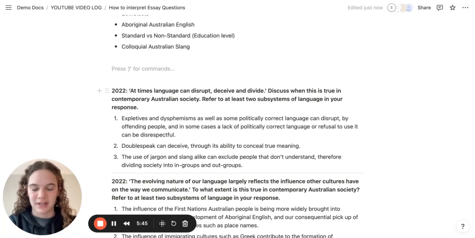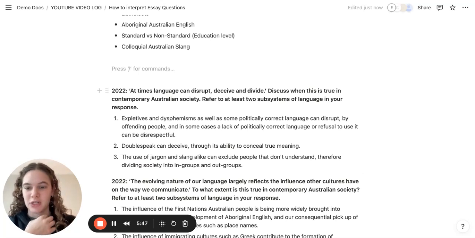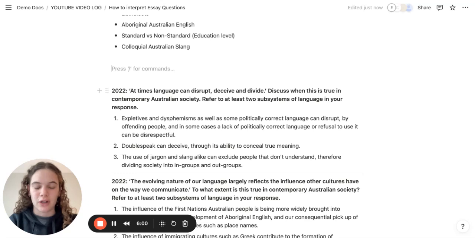So don't discard it, but you're almost going to naturally do that if you have picked the right examples in your paragraphs. And then when this is true in contemporary Australian society, all of your examples should be from contemporary Australian society. So don't get caught up on that. And then discuss is what you want to be focusing on there. That's the task word. But mostly we're looking at this first portion.